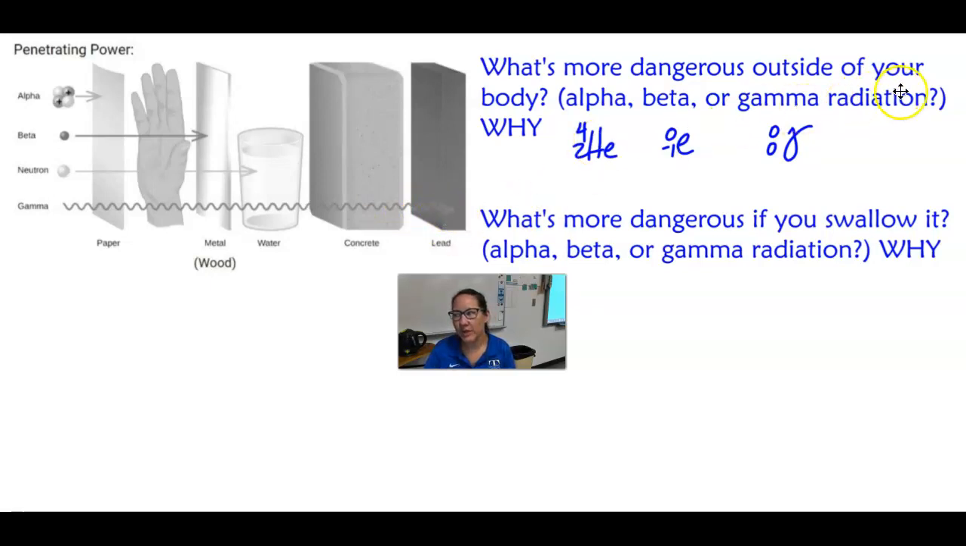So what's more dangerous outside of your body, alpha, beta, or gamma radiation, and why? Gamma radiation is most dangerous from outside of your body because it's just high energy that can go through your body and cook your insides like a microwave. The longer the exposure, the more dangerous it is. What's more dangerous if you swallow it? That would be alpha radiation, because alpha cannot get through your skin. If you were to swallow it, then it wouldn't be able to escape your body and it would be trapped inside and it would be playing ping pong with your insides, causing, you know, cancer to occur.